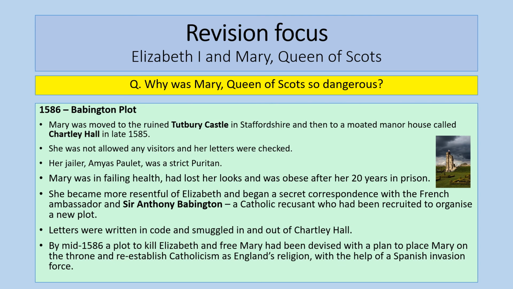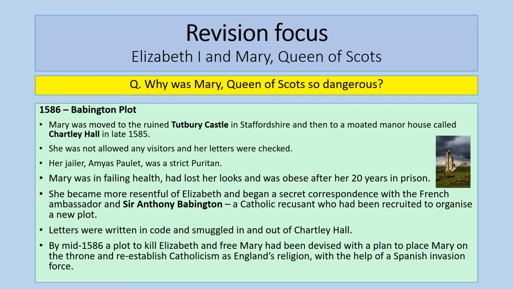So the final plot, and the crucial one, the one that gets Mary executed, if you like, is the Babington plot. Now, in 1585, Mary had been moved to Tutbury Castle in Staffordshire, and then onto a moated manor house called Chartley Hall. And really, by this stage, Mary is getting older. She's probably suffering from depression. Her hair's fallen out. She's become obese. She's not allowed any visitors.